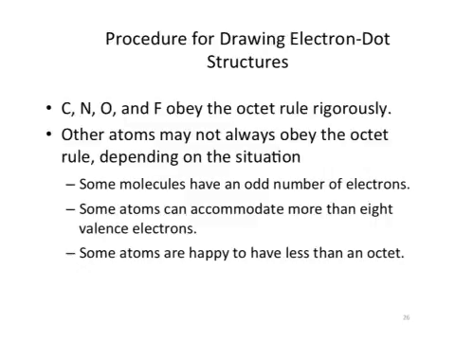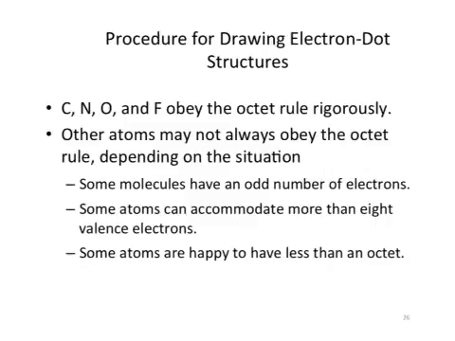Some atoms can have an odd number of electrons around them. We won't deal with that in this class. We will see several cases where some atoms can accommodate more than 8 electrons. We call that an expanded octet. And some atoms are pretty happy to have less than an octet. We call that an incomplete octet.